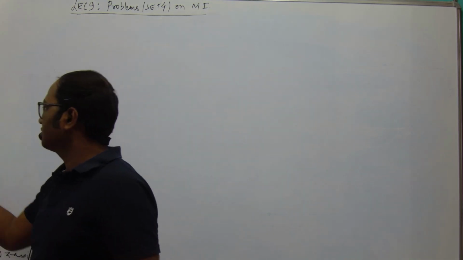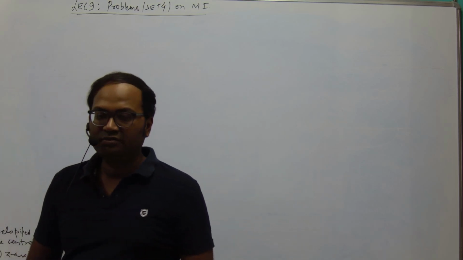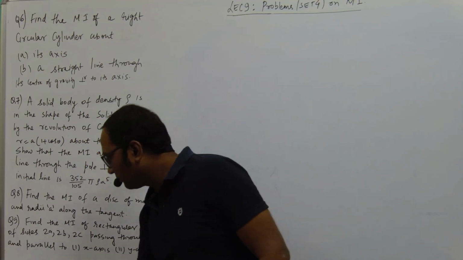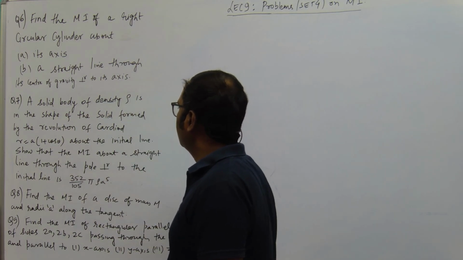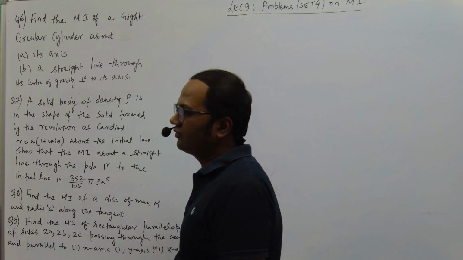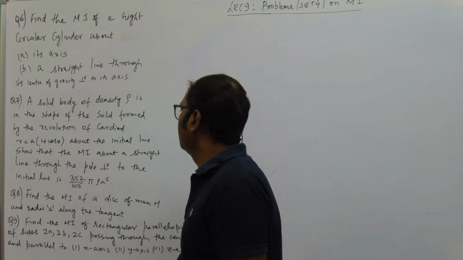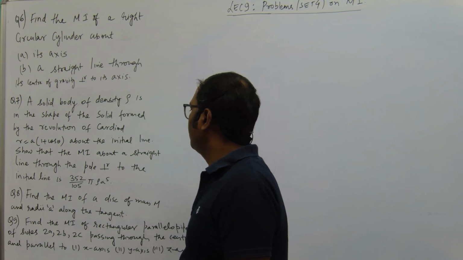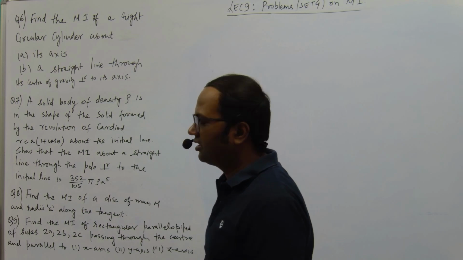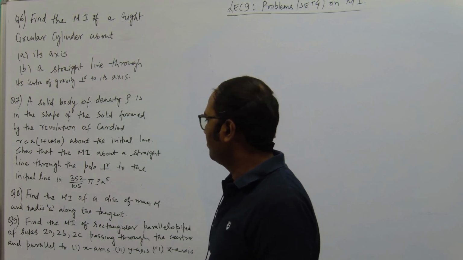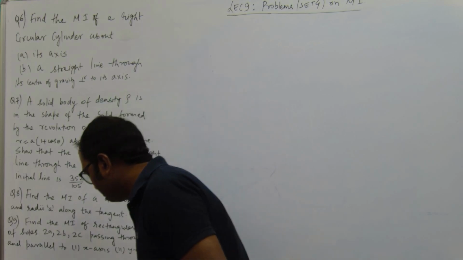So let us discuss question number 7. How can we solve this? We have a solid body of density rho in the shape of a solid formed by the revolution of a cardioid. The equation of the cardioid is r is equal to a(1 plus cos theta) about the initial line, so that the moment of inertia about a straight line through the pole perpendicular to the initial line is given by 352 upon 105 pi rho a to the power 5. Okay, how can we solve this? So let us solve this.